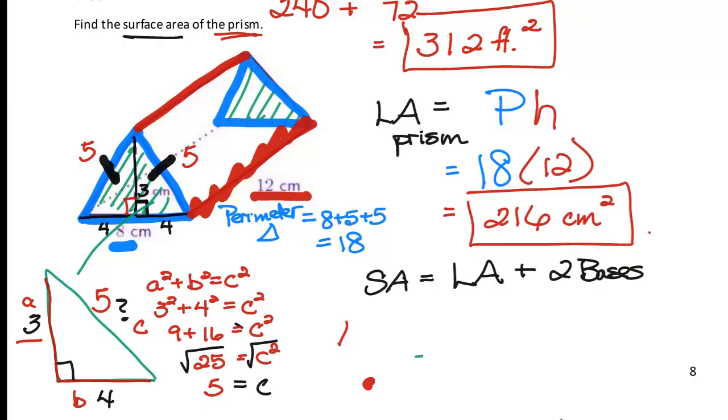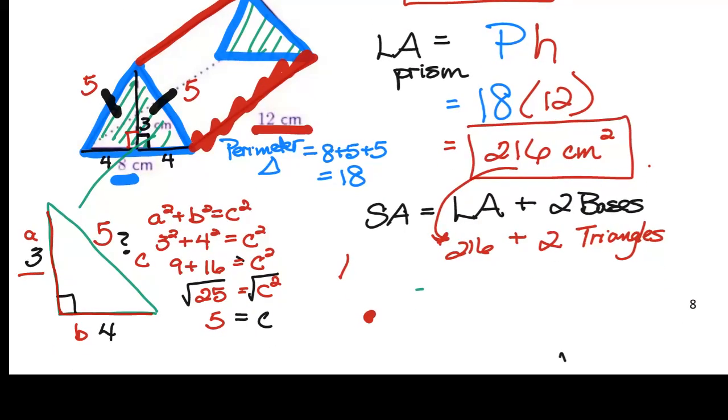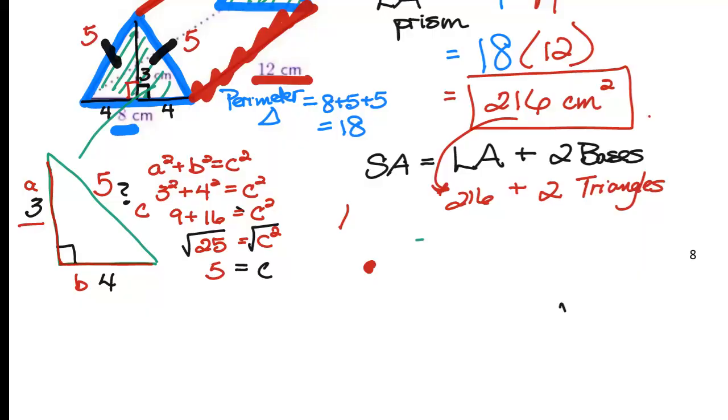Your lateral area we just found is 216 plus, what shape are my bases? What shape is this? What shape is that? A triangle. So you have to find the area of your two triangles. I know, I told you this was a lot.